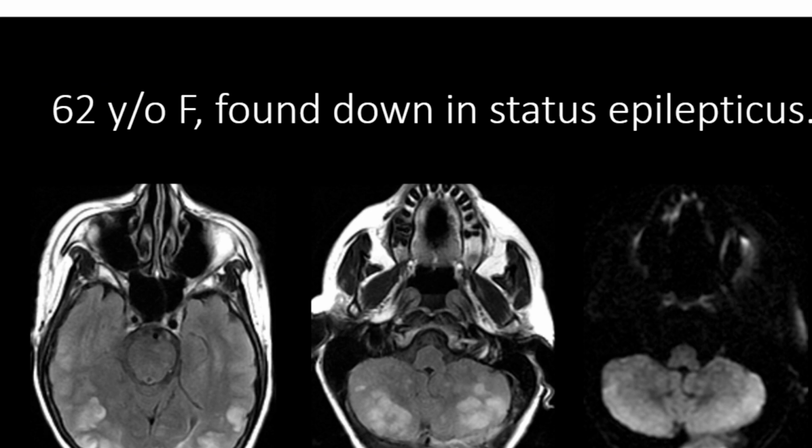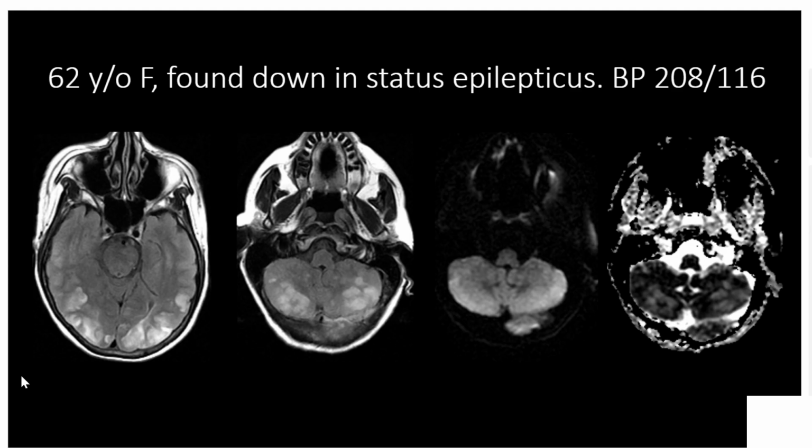Usually we'll give a little bit of a history, sometimes not. Sometimes, as you know, we don't have one, but in this case we did have some good history. So we have a couple of T2 FLAIR images on the left-hand side, and then DWI and ADC.